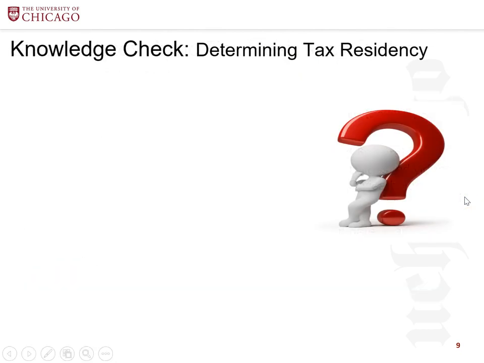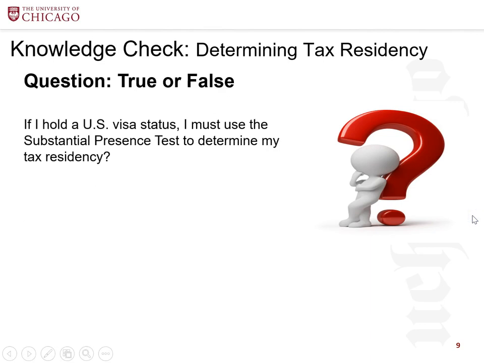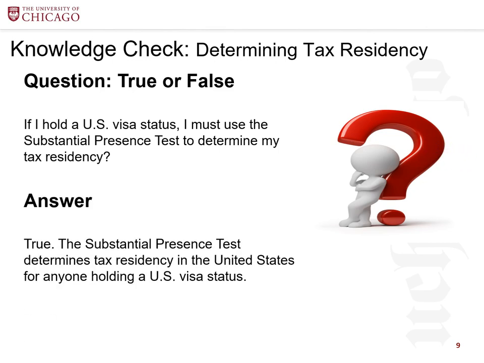So our knowledge check for Section 2. If you hold a U.S. visa status, you must use the substantial presence test to determine tax residency. The answer is true. The substantial presence test does determine tax residency in the U.S. for anyone holding a U.S. visa.